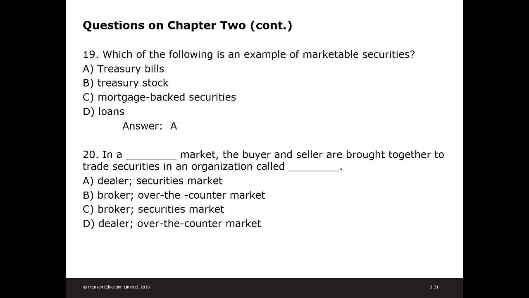In which market the buyer and the seller are brought together to trade securities in an organization called which of the following? Dealer and securities market, broker and over-the-counter market, broker and securities market, dealer and over-the-counter market. I think the answer here would be C, broker and securities market, because in the broker market, the buyer and seller can be brought together to trade securities in an organization called securities market, such as the S&P 500 and the NASDAQ, and any platform they can trade securities on. So the answer here would be C.